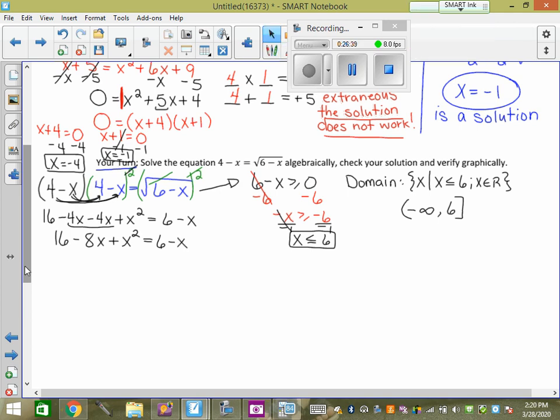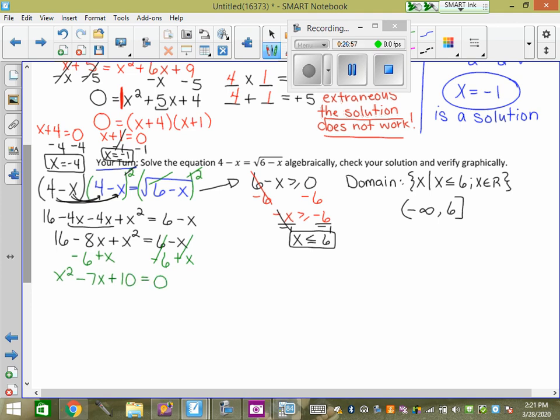Because it's a quadratic, because you have an x squared, you immediately have to move everything to one side and set equal to 0. So I'm going to subtract 6, and I'm going to add x. So I get x squared minus 7x plus 10 equals 0.